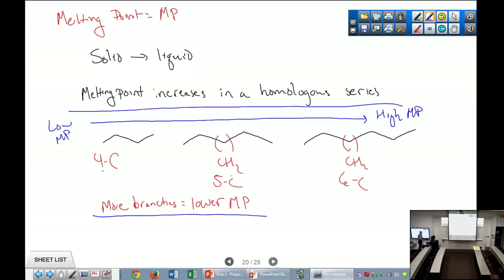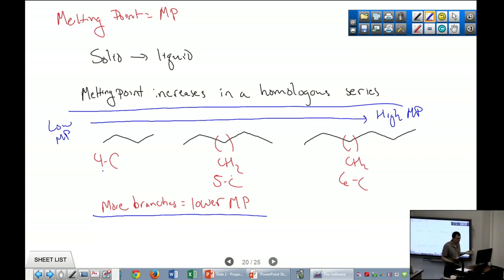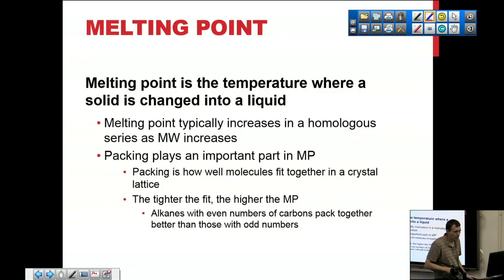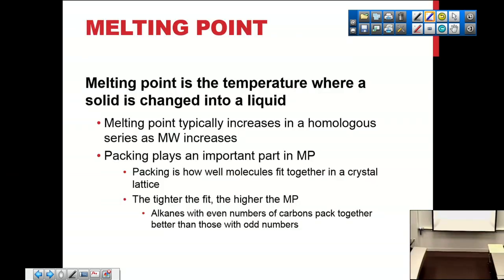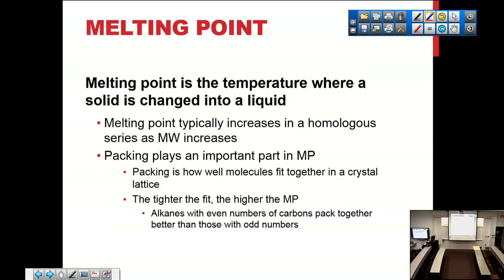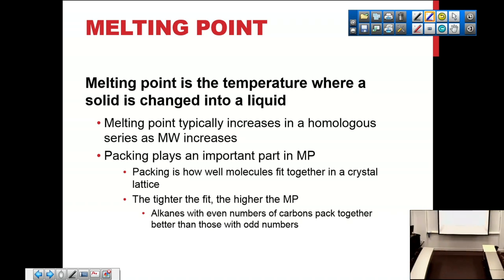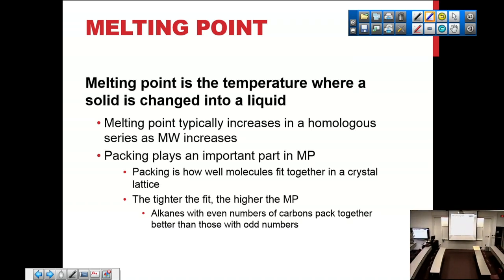right? Now, there's this little anomaly of life here, that alkanes with even numbers of carbons pack together better than those with odd numbers of carbons. So what this results in is that even number carbon chains have higher melting points than odd number carbon chains, right?